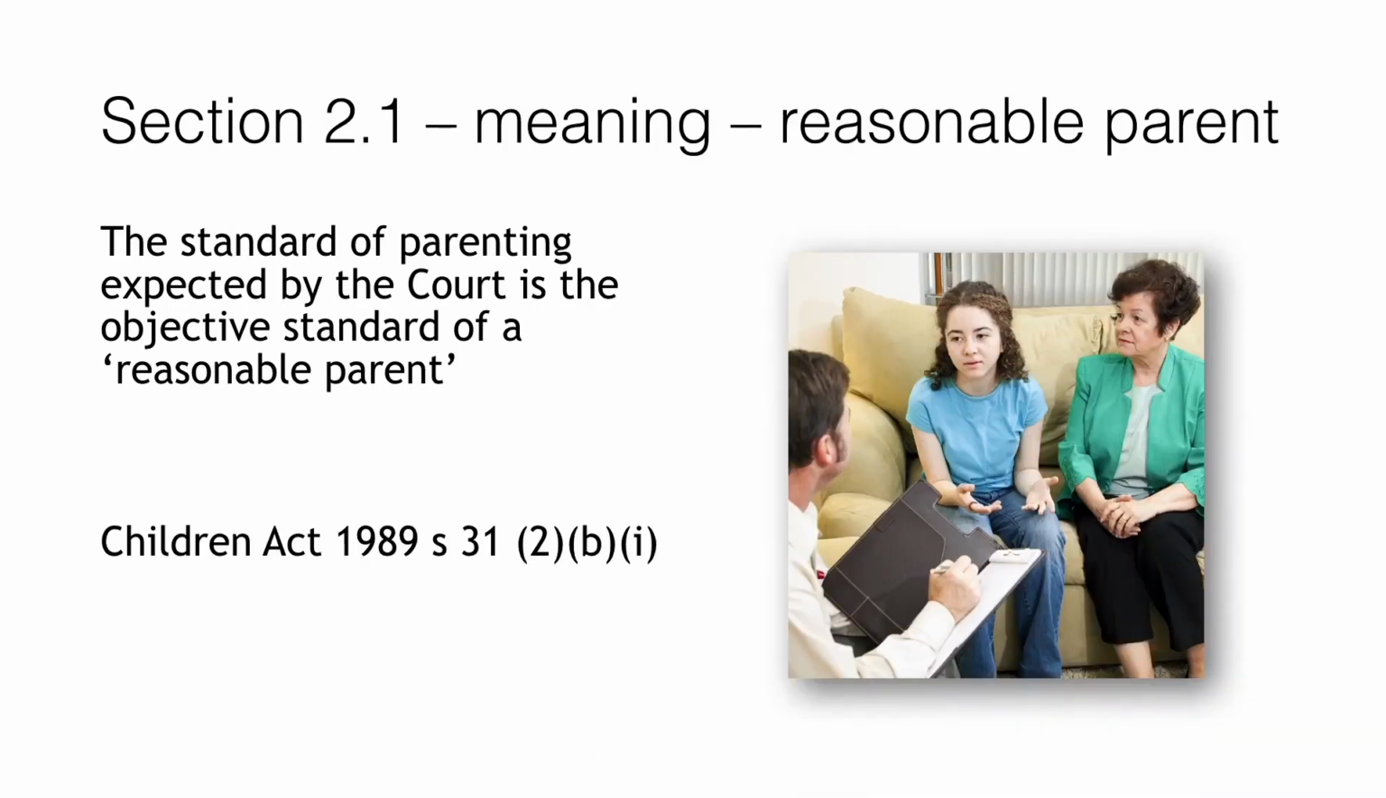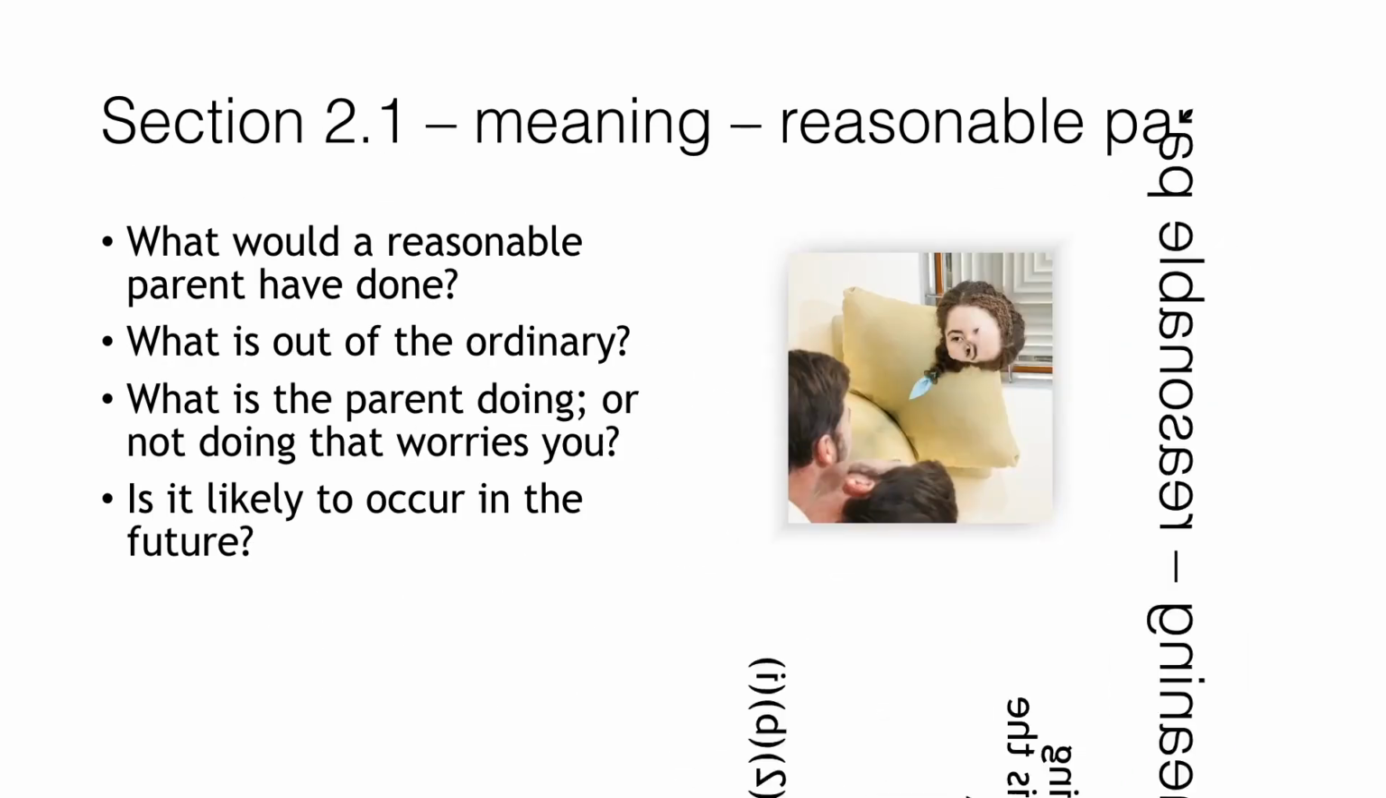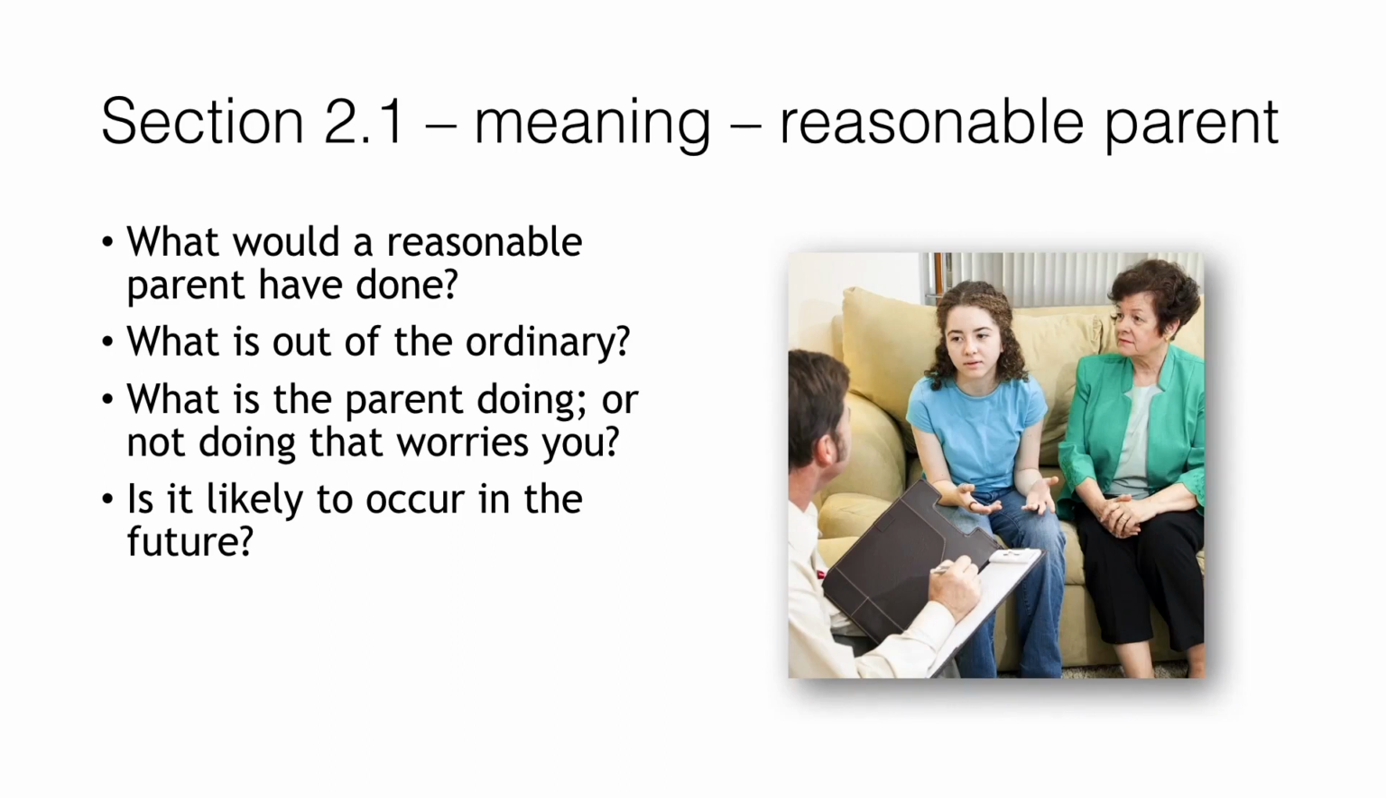Firstly, we ask ourselves whether what we're observing about parenting here is what would be expected of a reasonable parent. There are a series of prompts to elicit information about this. It seeks to test our perception of reasonableness of the actions or response. The what is out of the ordinary test. We ask, what would a reasonable parent have done in the circumstances? What is out of the ordinary about what's happened? What is the parent doing or not doing that worries you? Is it likely to occur in the future? Was it an act of omission or of commission?